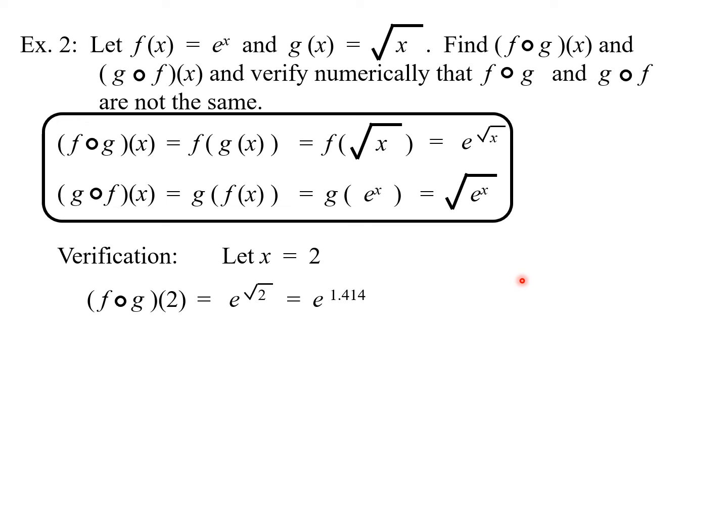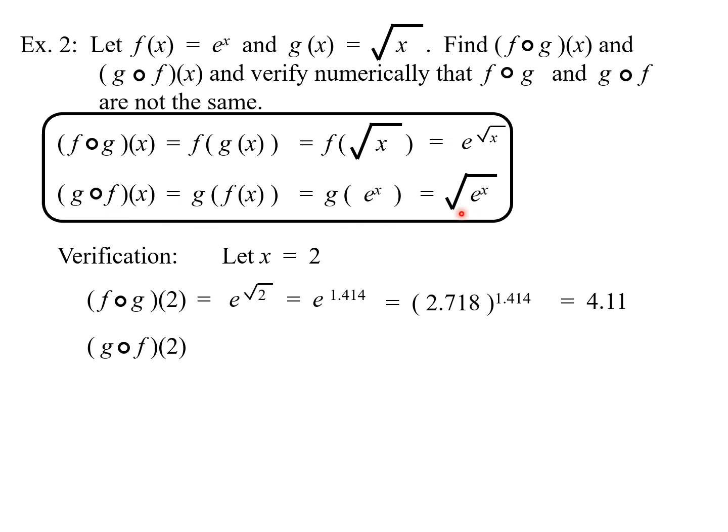And square root of 2 is 1.414. And then if you insert an e, it is 2.718, and on and on, but I'll just cut it off there. And then if you operate this in your calculator, you will find that this is equal to 4.11. All right, now let's take g of f of 2.